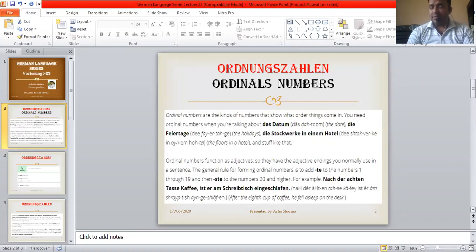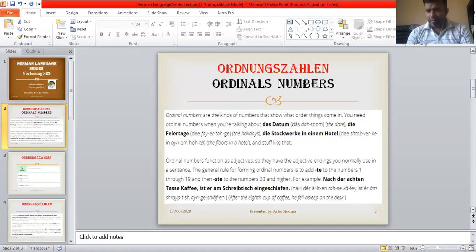The general rule for forming these ordinal numbers is to add te as a radical to the numbers 1 to 19, and ste to the numbers 20 and higher. So, for example, nach der 18. Tasse Kaffee ist er am Schreibtisch eingeschlafen. This is the way: after the 18th cup of coffee, he fell asleep on the desk.